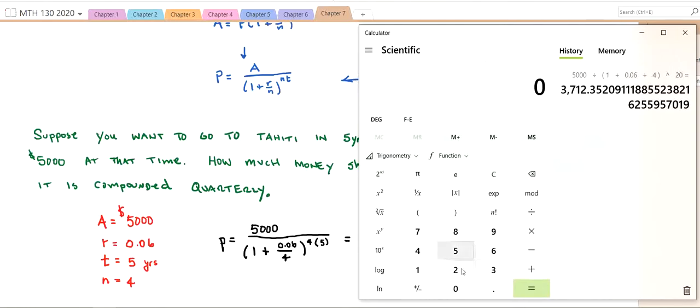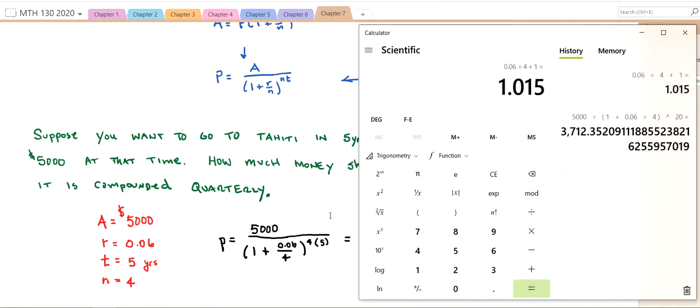If you have a calculator that doesn't have all these bells and whistles, then here's how I suggest you solve this problem. Go with the order of operations: 0.06 divided by 4. So I'm starting here at the bottom, and then I'm going to add 1 to this, and hit equals. So it's 1 and some decimal. Now I'm not changing any of this. I'm going to raise this to the power of 20. I'm going to hit equals again.